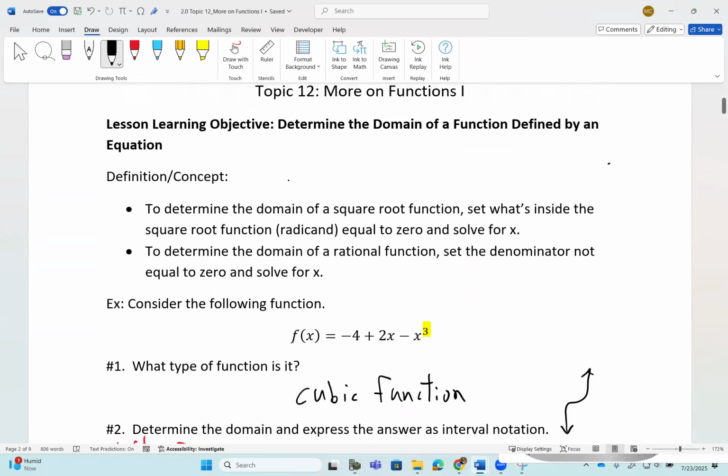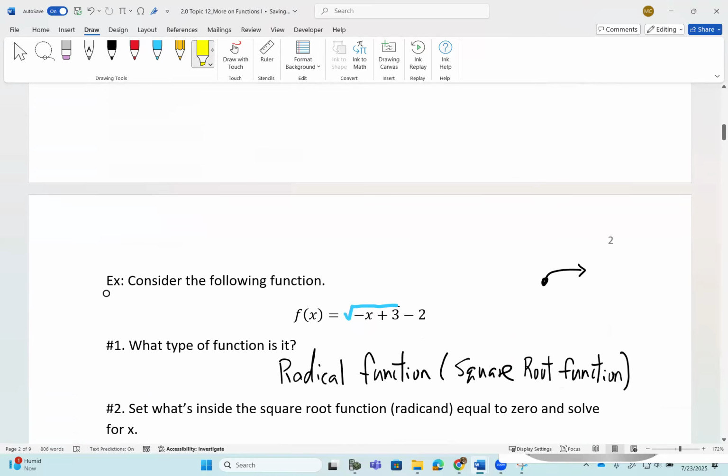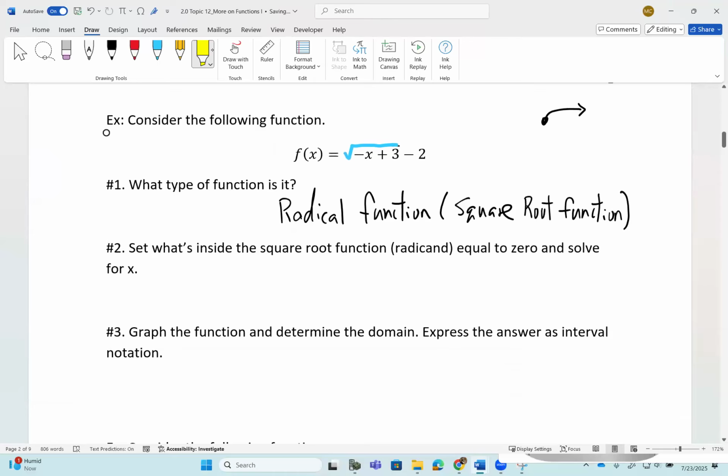To determine the domain of a square root function, set what's inside the square root equal to 0 and solve for x. Once you solve for x, that answer tells you whether that's where the domain will begin or where it ends. I will show you once I graph it.